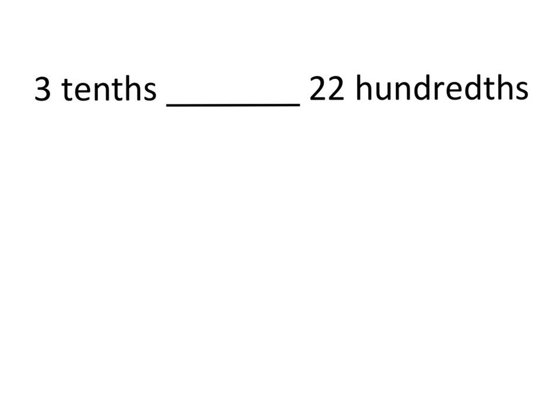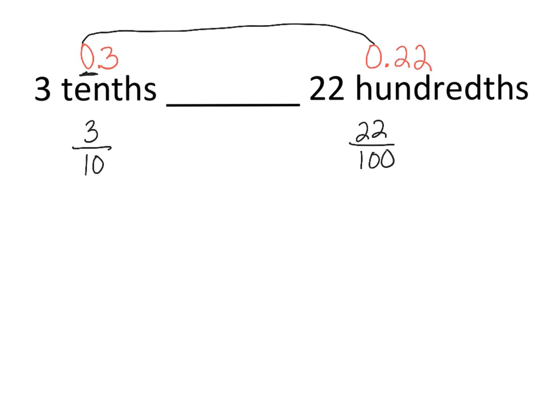Okay, our next one, 3 tenths is greater than, less than, or equal to 22 hundredths. Well, 3 tenths looks like that as a fraction, 22 hundredths. What does it look like as a decimal? 0.3, because 3 tenths, and 0.22 hundredths. So just by studying those decimals, we can see that they have no wholes. So there's a match, no wholes. So far, it's a tie.